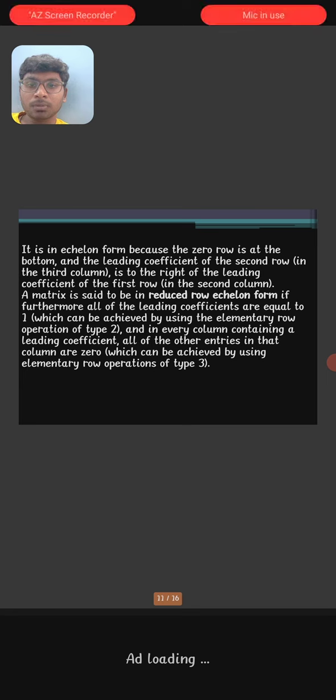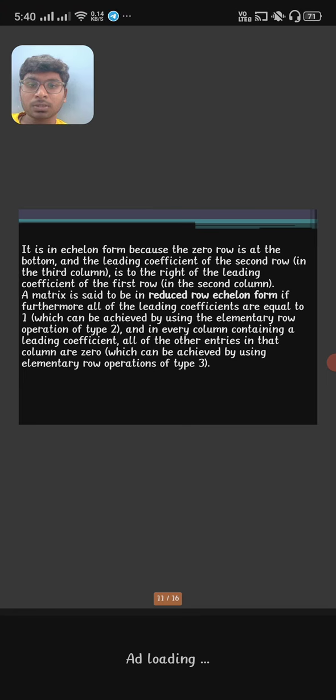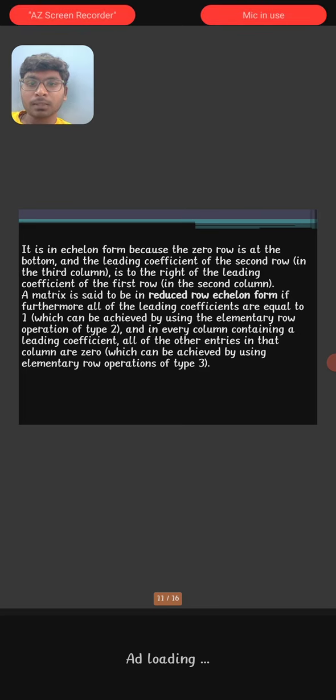It is in echelon form because the zero row is at the bottom, and the leading coefficient of the second row, in the third column, is to the right of the leading coefficient of the first row, in the second column.